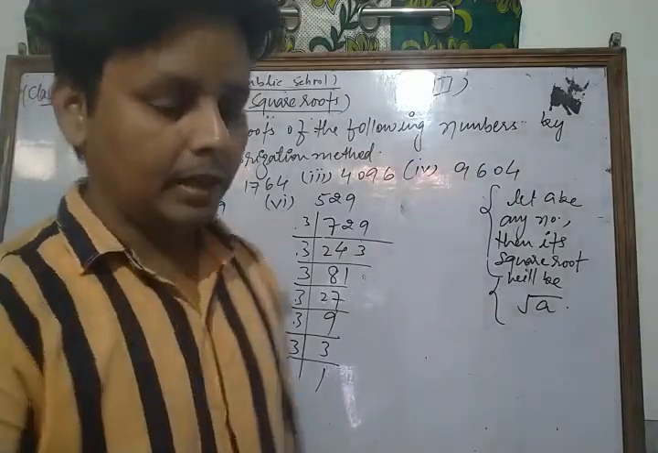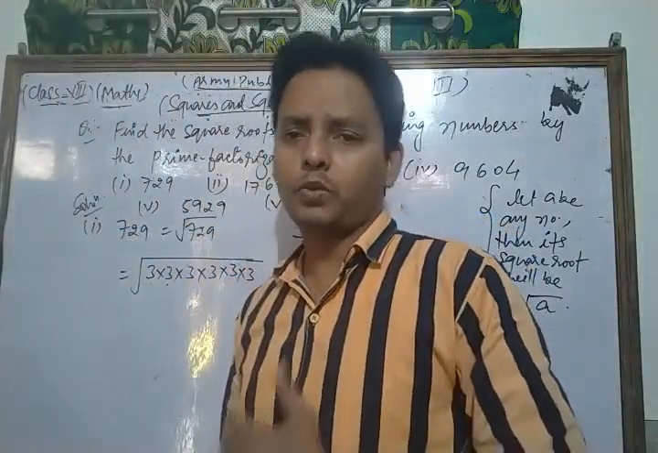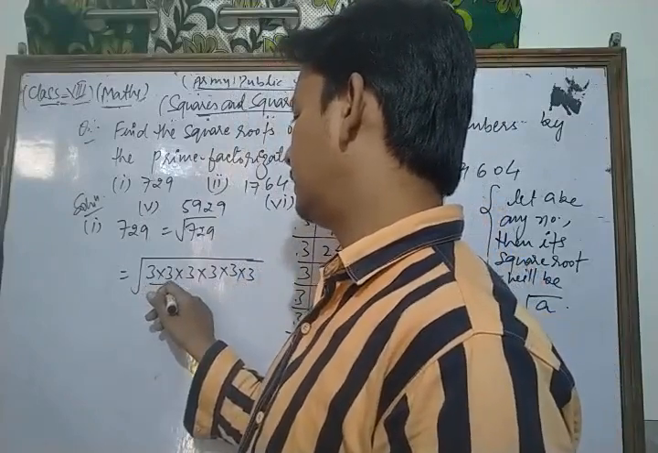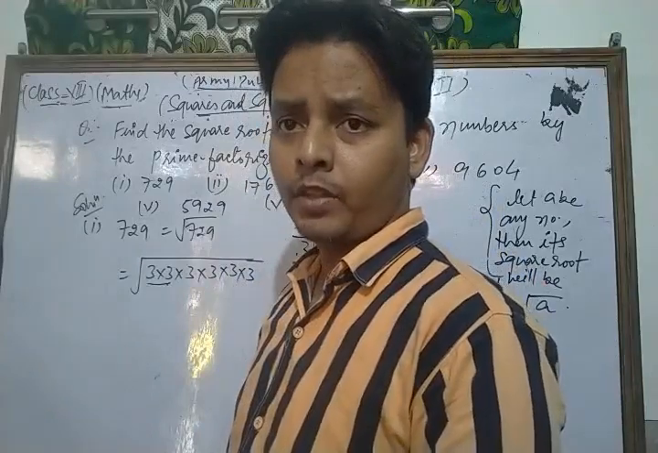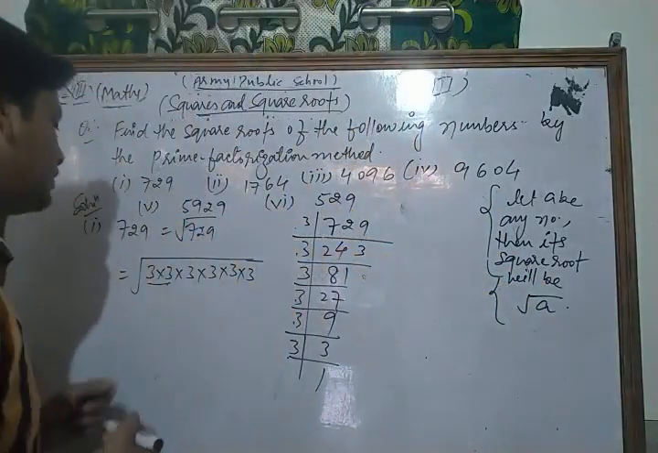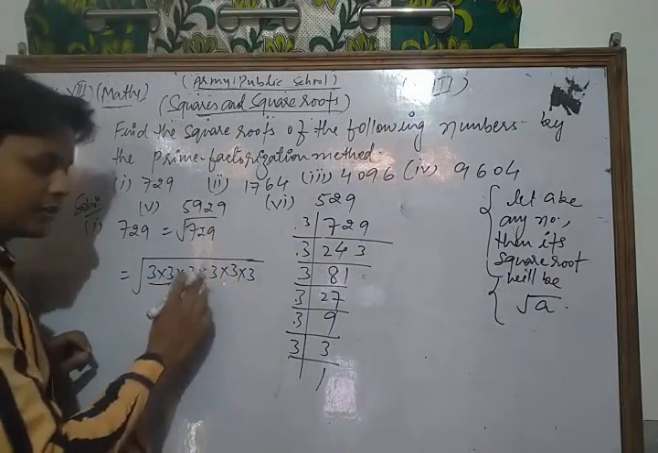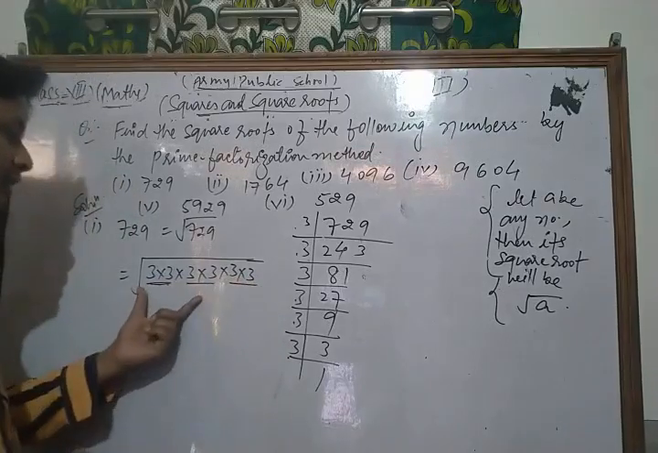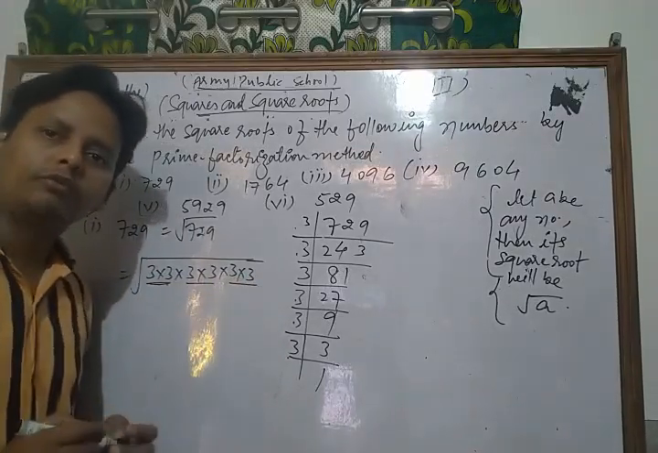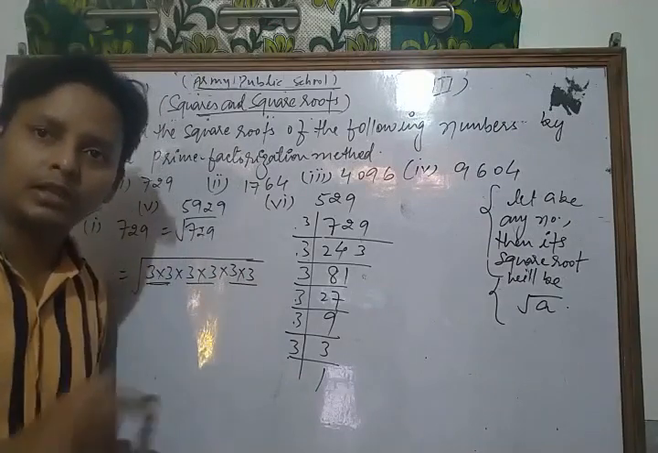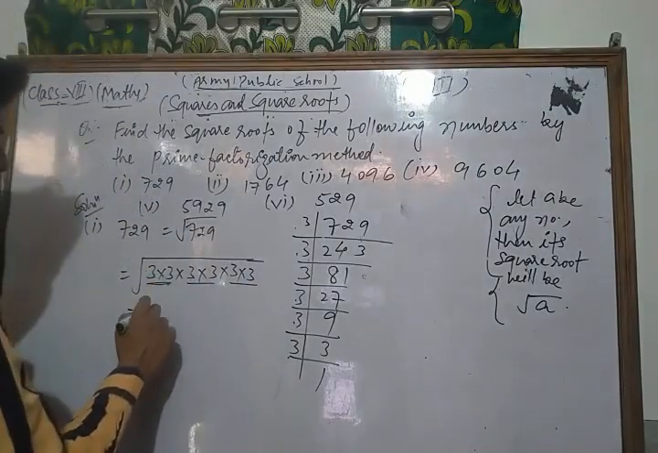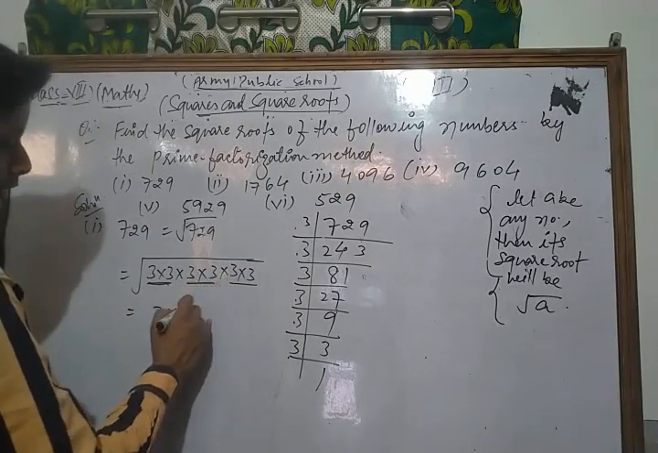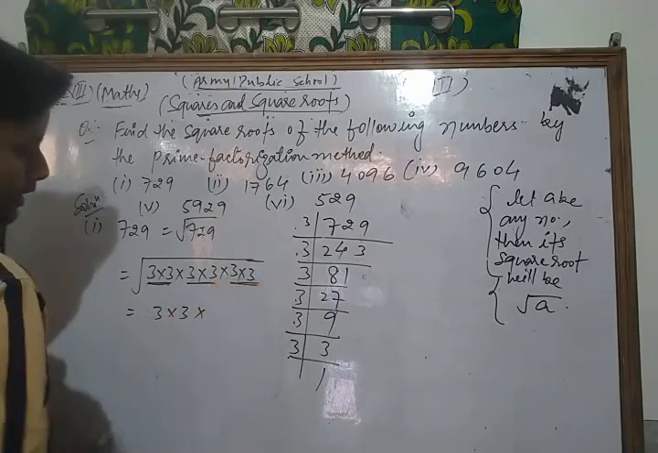Now what is the concept of square root in that method? Dear students, we take one number from each pair. So first of all we form the pairs. There are 3 pairs of 3. From one pair we take one 3 out of the square root. So we take one 3 out from this pair, and one 3 out from this pair, and one 3 out from the third pair.